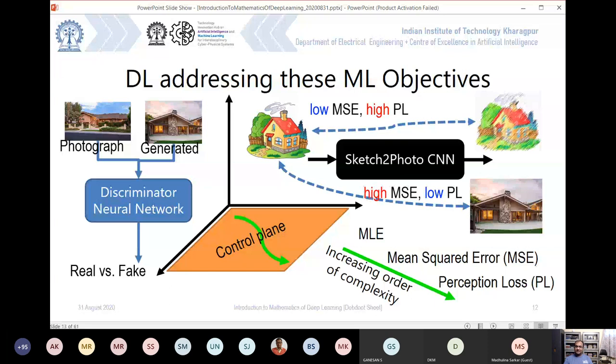Now, if the sketch-to-photo CNN has to fool the discriminator, it will do some sort of weight updates and model updates. The moment it does all of those model updates, it will start generating something which looks like a photograph. Because the only way this sketch-to-photo CNN can fool the discriminator is when it starts generating images which look very much like the real photograph. So that's what it is going to do, and that's the way in which we actually get these kinds of perception losses.